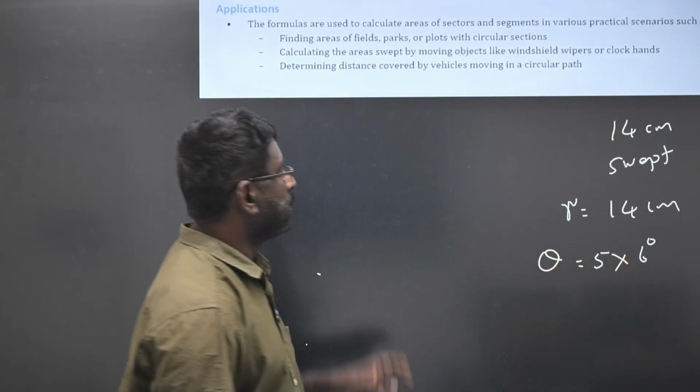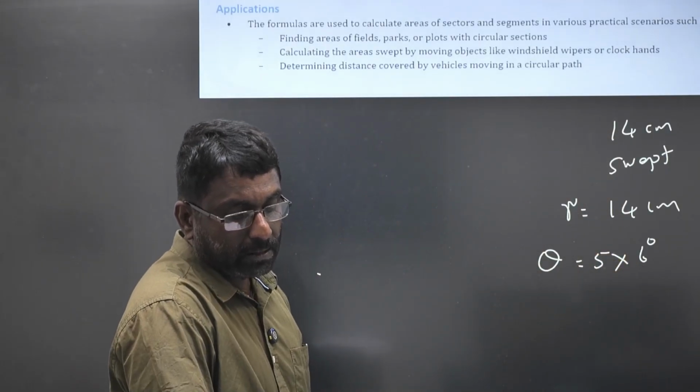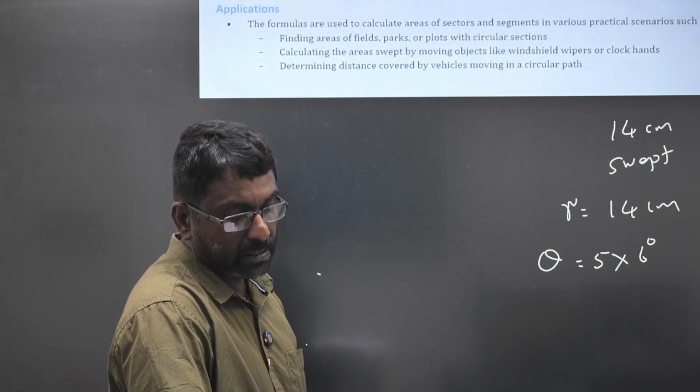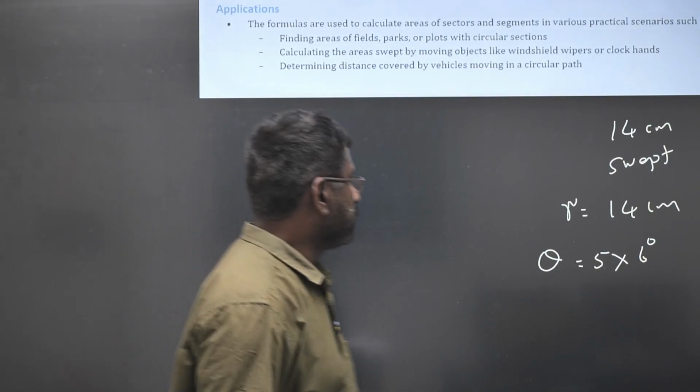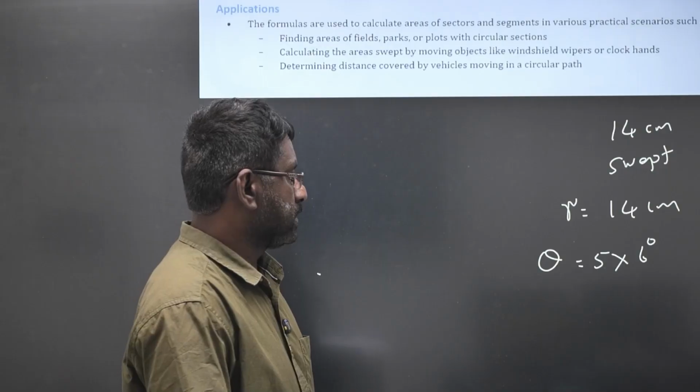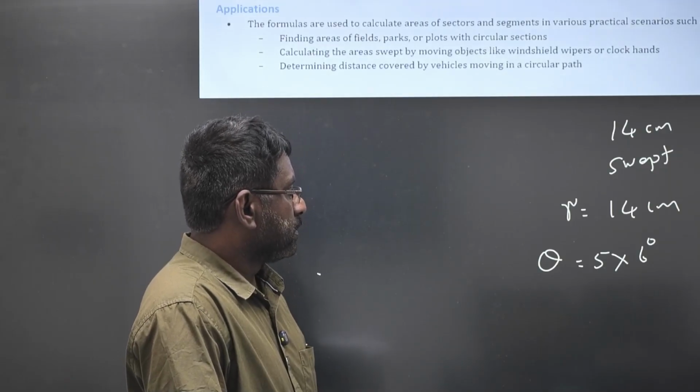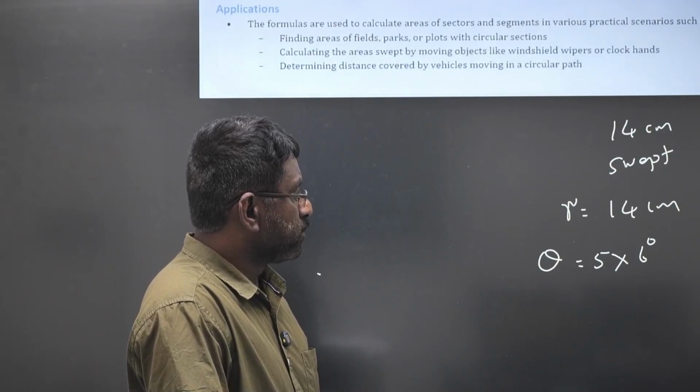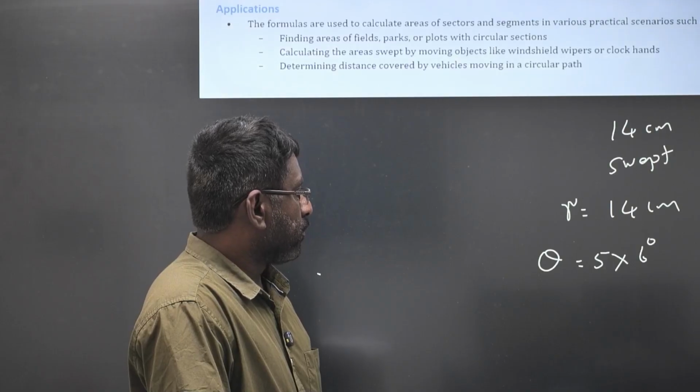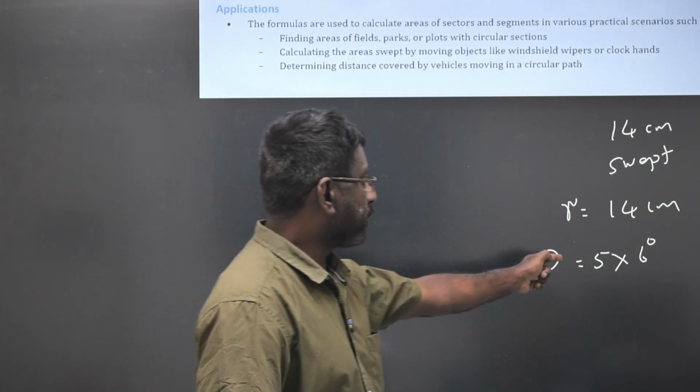So, what is theta? The angle traced by the minute hand in 5 minutes. That is 5 into 6 degree. In 1 minute it is 6 degree, in 2 minutes, 2 into 6 degree. For theta, when it is 5 minutes, that is 5 into 6.